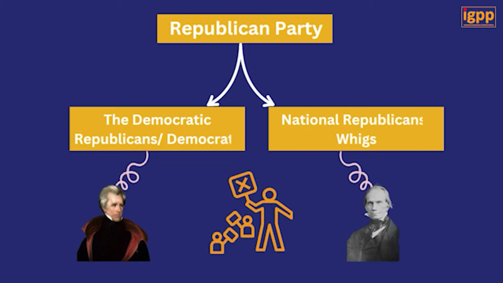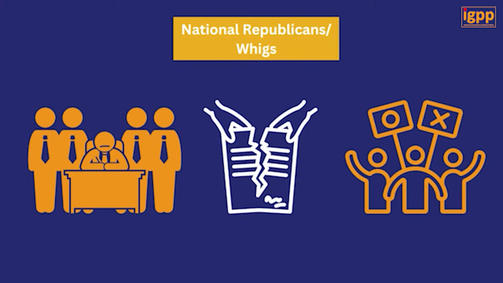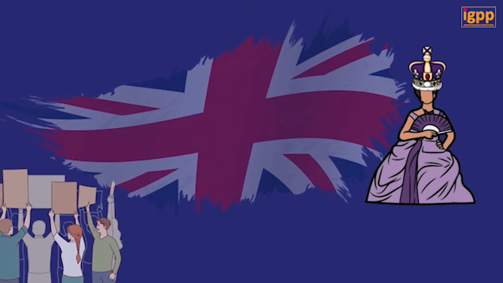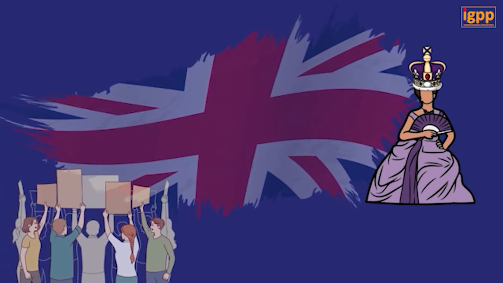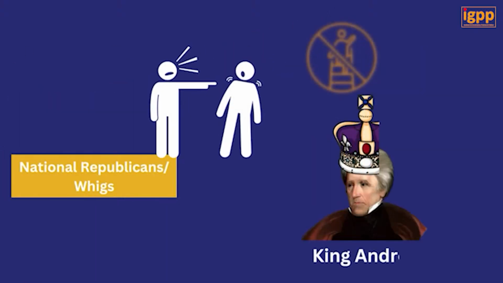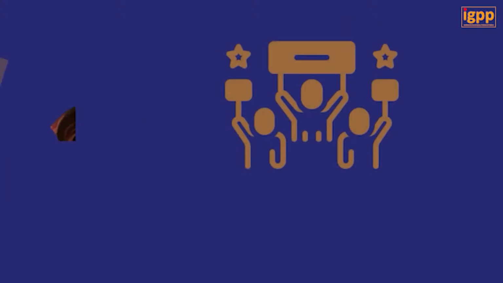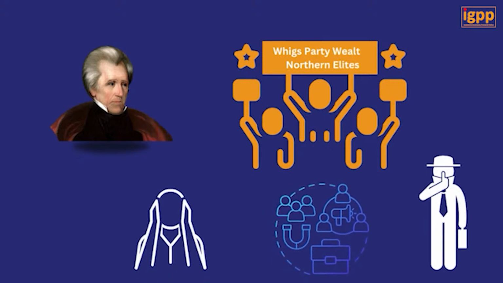The Whig Party mainly focused on opposing the policies of Andrew Jackson. Modelled after the British Whigs, who opposed absolute monarchy, the Whig Party accused Jackson of executive overreach and often referred to him as King Andrew. On the other hand, the Jacksonian Democrats painted the Whigs as a party of wealthy northern elites who wanted to sidestep the will of the people.